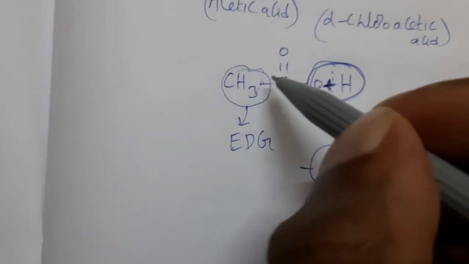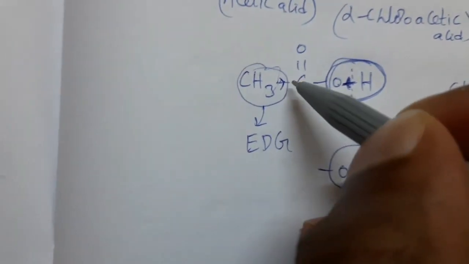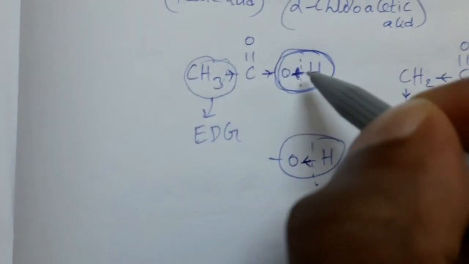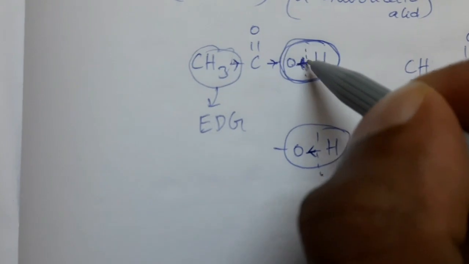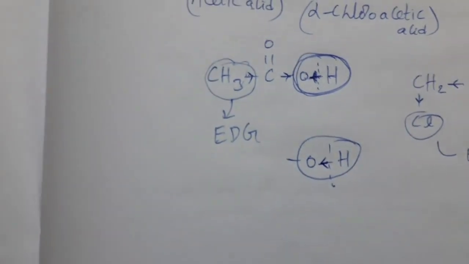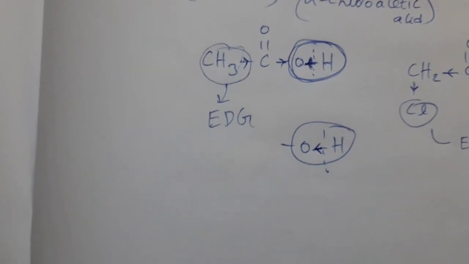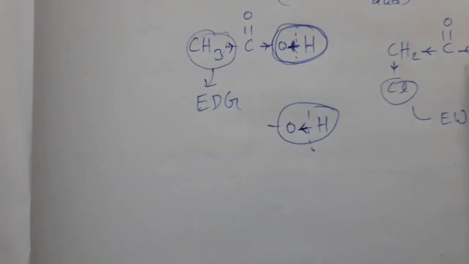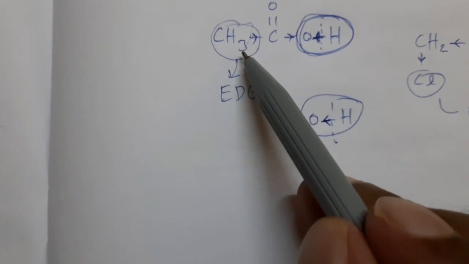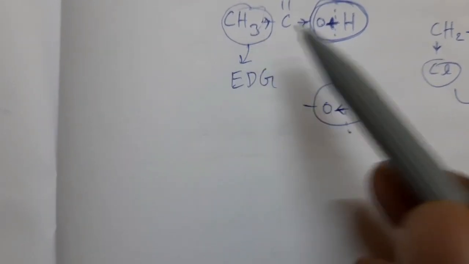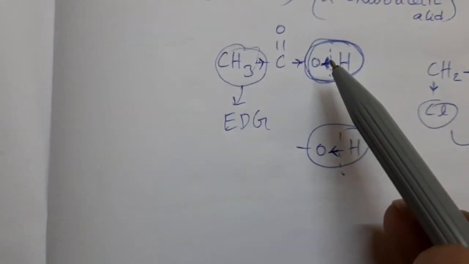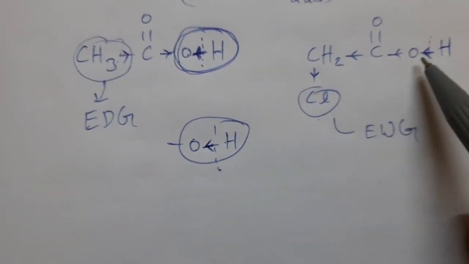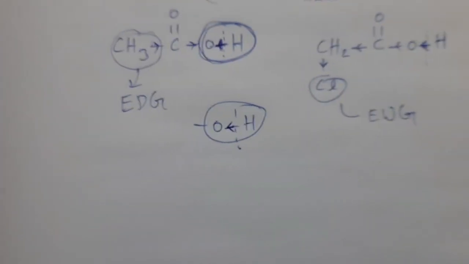Come to this one. It is an electron donating group. It provides electron density to the attached atom and to this oxygen. Then breaking of this bond becomes difficult. So its acidic nature is less than this one. Due to the presence of electron donating groups, the acidic character of carboxylic acid decreases. Due to the presence of electron withdrawing groups, the acidic character of carboxylic acid increases.